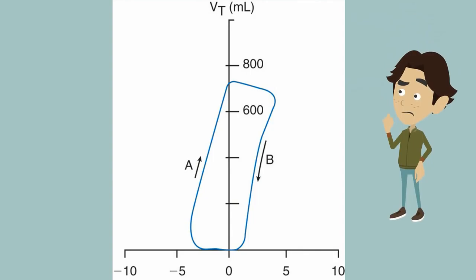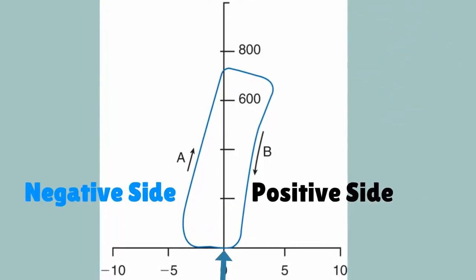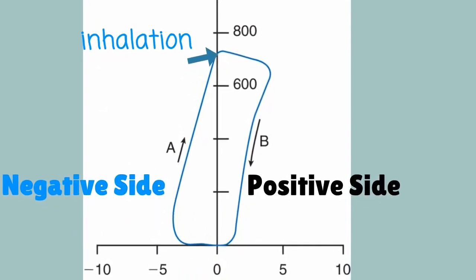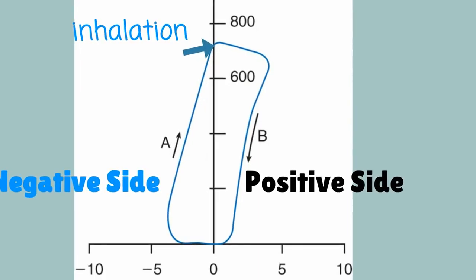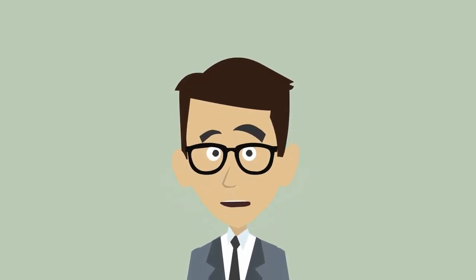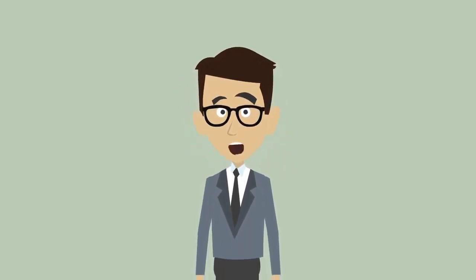And what if the graph looks like this? Well, this is a positive pressure side and this is a negative pressure side. The only way to get the graph on this side during inhalation is if this is a pure, spontaneous, negative pressure breath. There's a few more things we could have looked at, but this should be enough to get you comfortable to start looking at ventilator graphics.